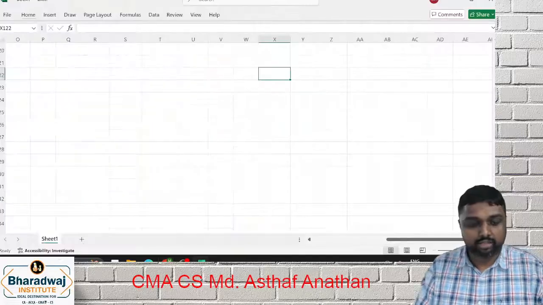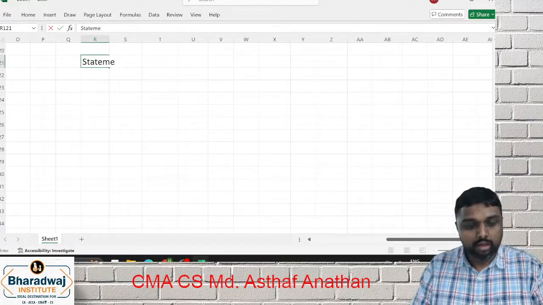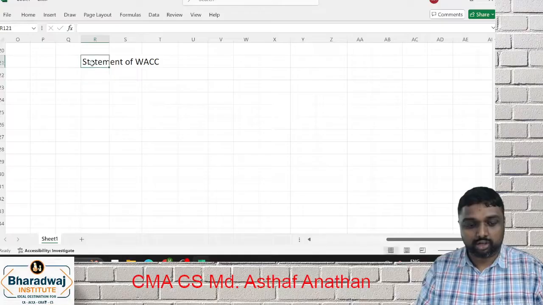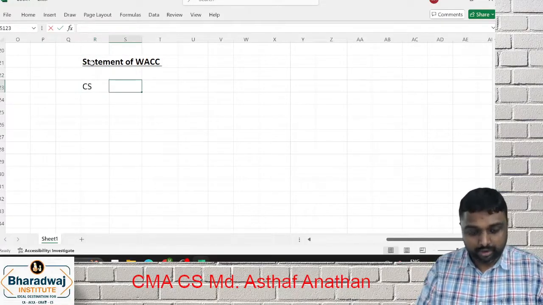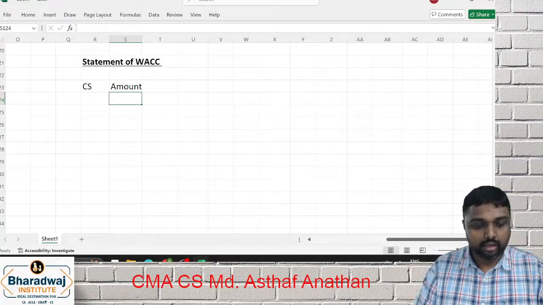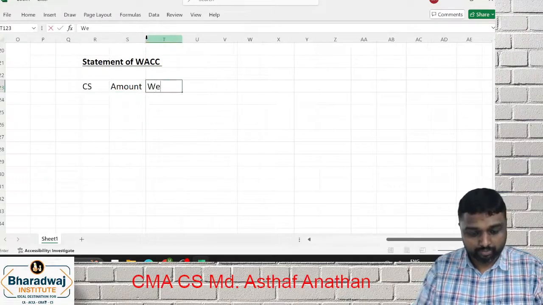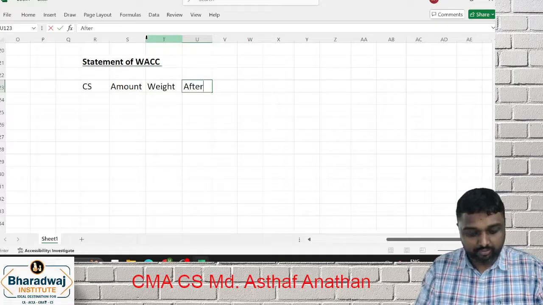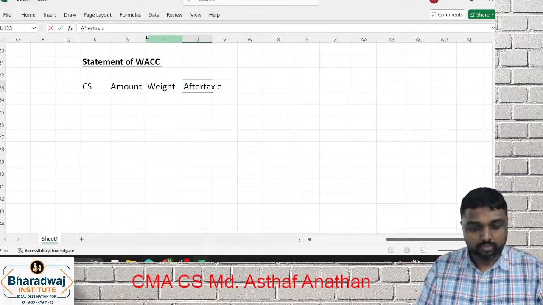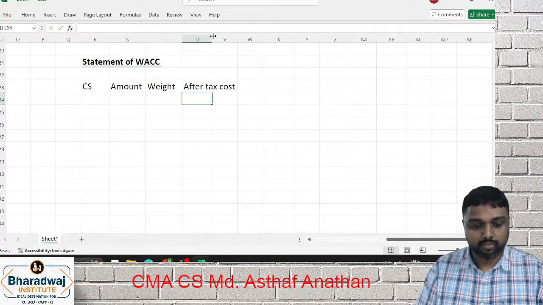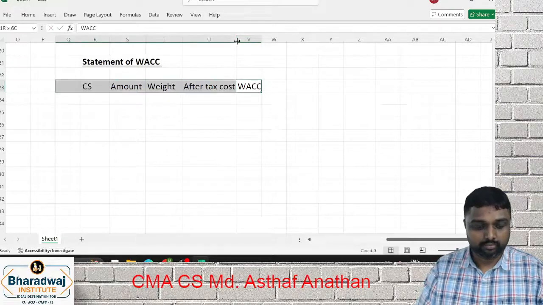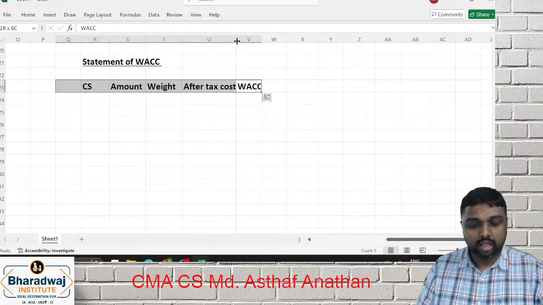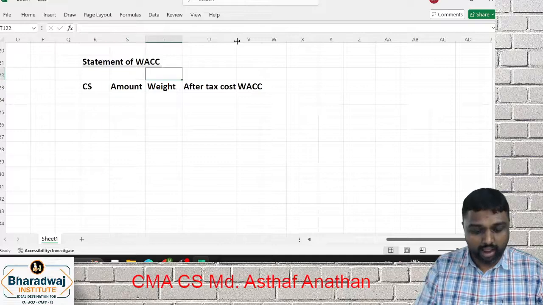Statement of weighted average cost of capital. We have what? Capital structure, amount, weight, after tax cost, weighted average cost of capital. Tell me, my dear friends, first we will do book value.